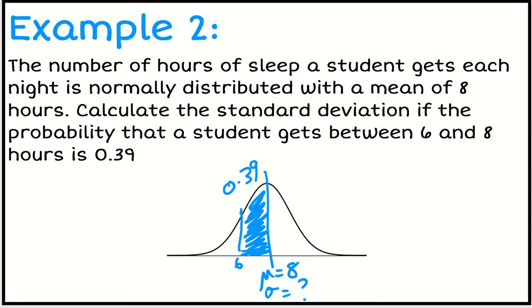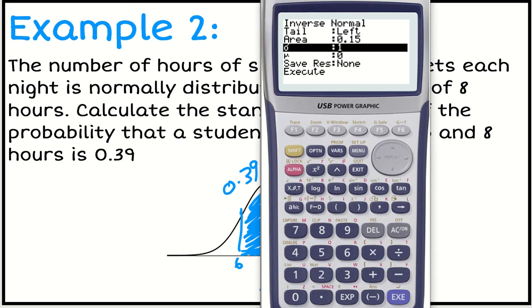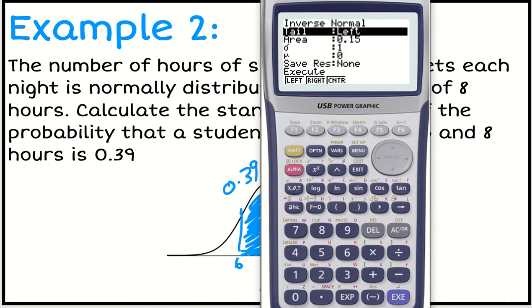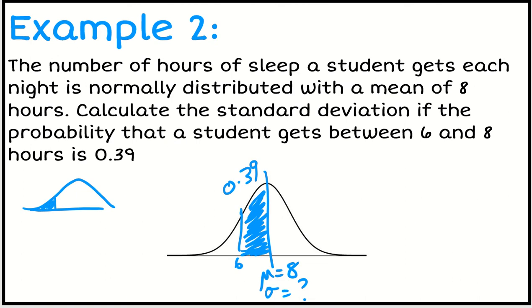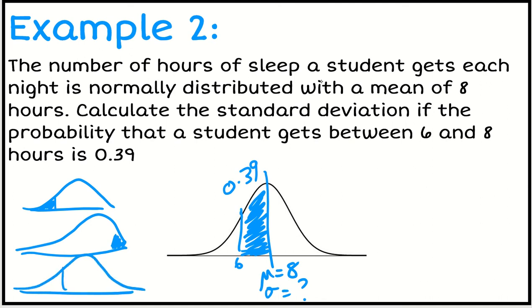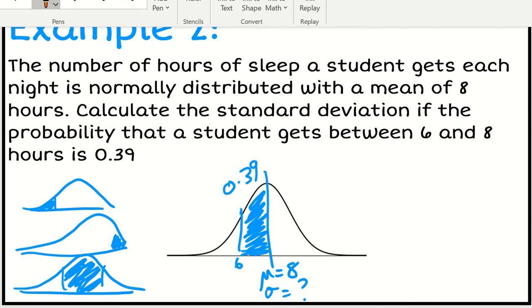Okay, now if we think about our calculator for a moment, when we do the tail, we've got the option of left, right, or centre. A left-hand tail would be a distribution where we've shaded in the left. A right-hand tail would be one where I've shaded in the right-hand side. And a central one would be, say, if I wanted the middle 50% of my data. So what we have in our diagram doesn't look like any of those three. So we need to do a little bit of manipulating first. To do that, I'm just going to switch colours here.